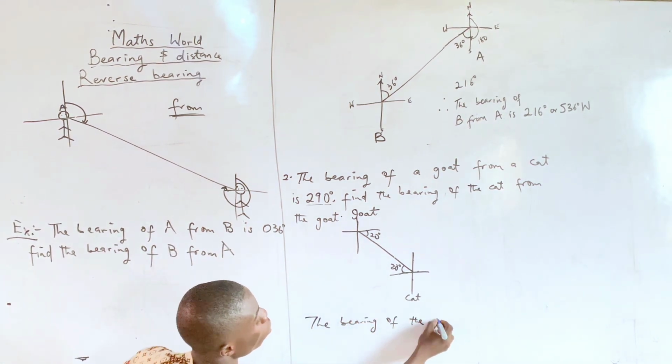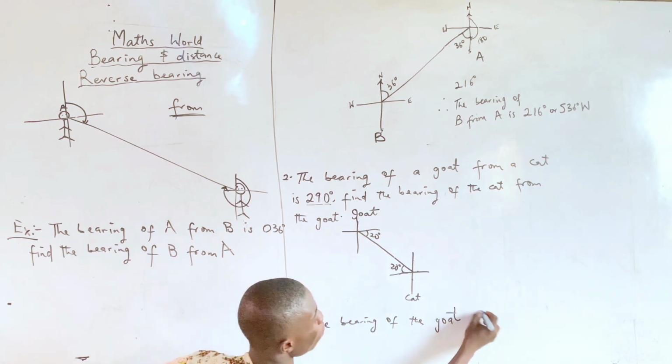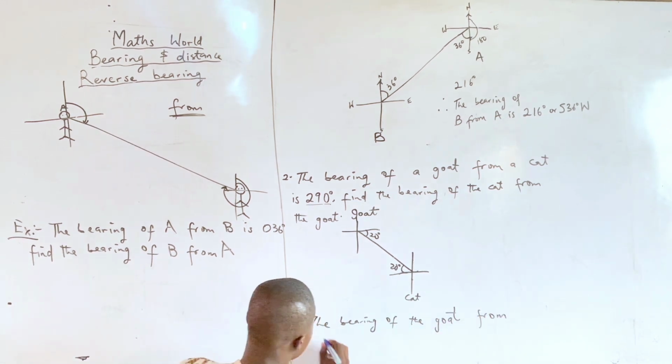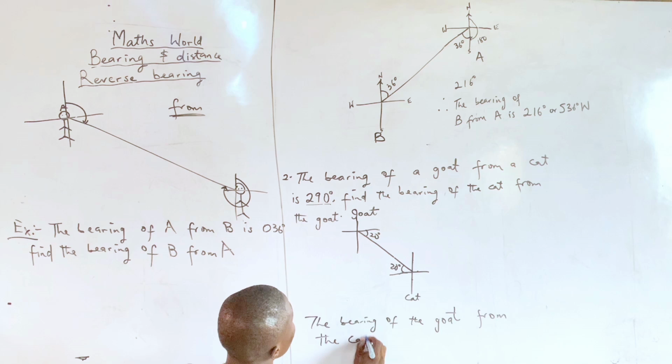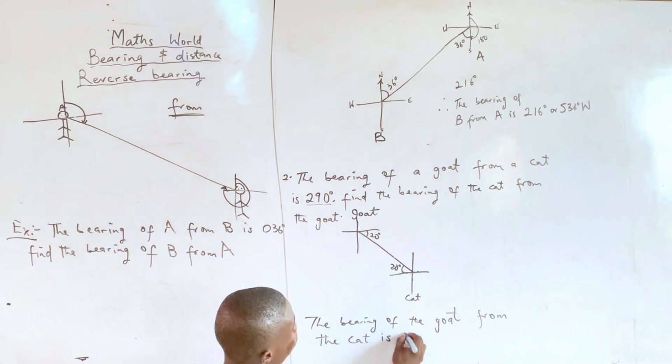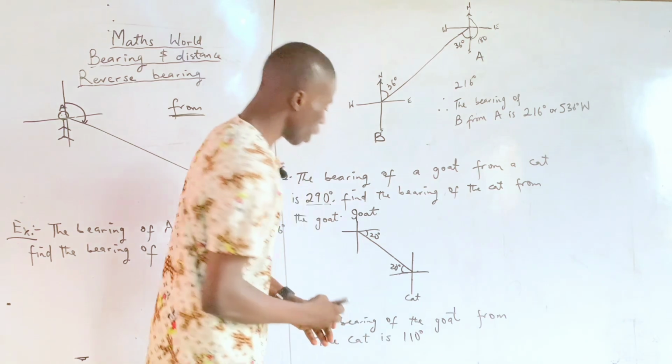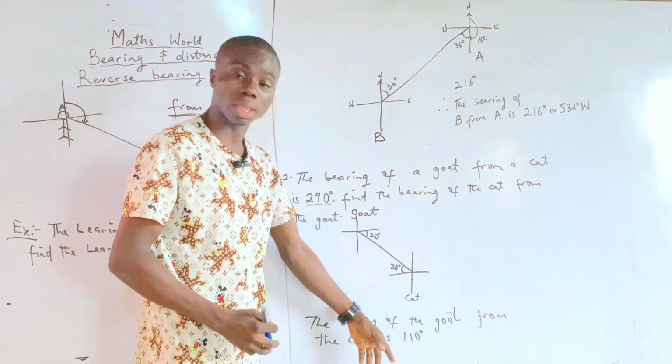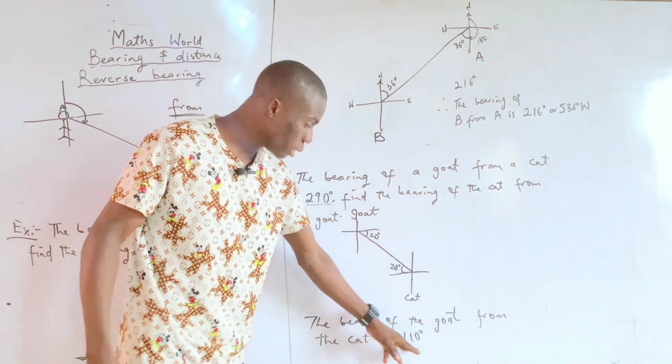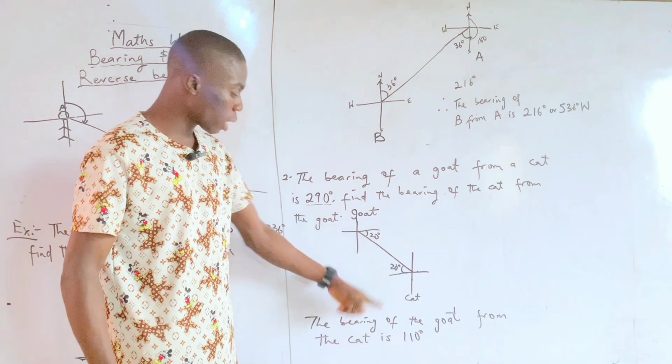of the goat from the cat is 110 degrees. Sorry, it is 110. 90 plus 20 is 110. So it is 110 degrees. That's the bearing of the cat from the goat.